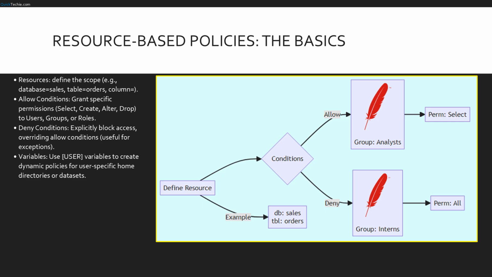A powerful feature in CDP is the use of variables like user. Using this in a policy path or filter allows you to create a single rule that dynamically restricts users to their own private data subsets without writing hundreds of individual policies.